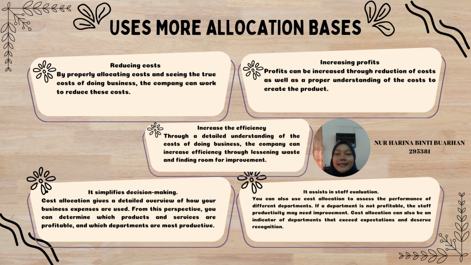The last one, it assists the staff evaluation. You can also use the cost allocation to assess the performance of different departments. If a department is not profitable, the staff productivity may need an improvement. Cost allocation can also be an indicator of the department that exceeds the expectation and deserves the recognition. Award and recognition are a great way to motivate the staff and in return increase the productivity.